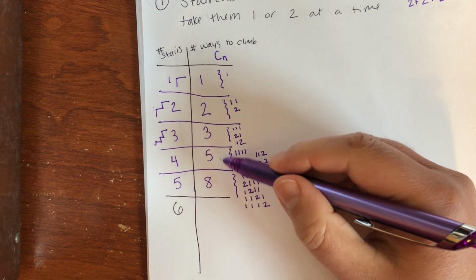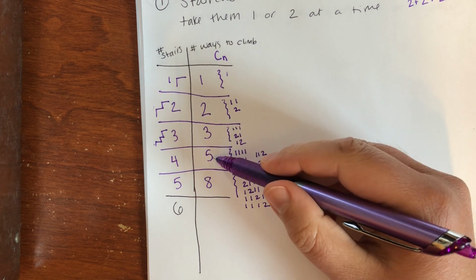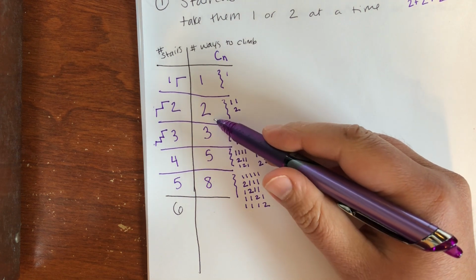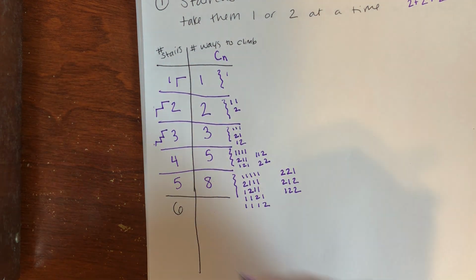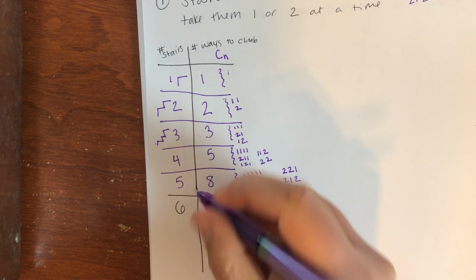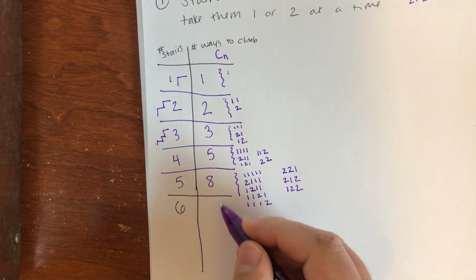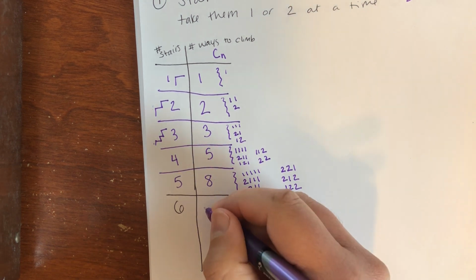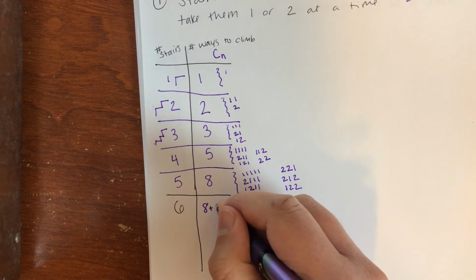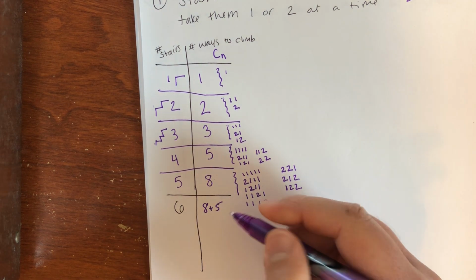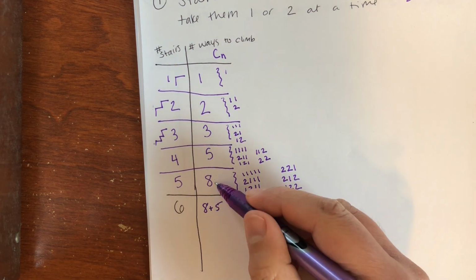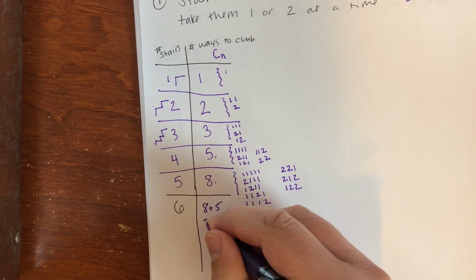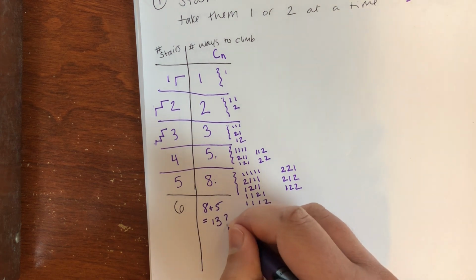Like 8 is equal to 5 plus 3. 5 is equal to 3 plus 2. 3 is equal to 2 plus 1. And this would suggest to us that C6, the number of ways of going up the 6-step staircase, would be equal to C5 plus C4. In other words, hopefully, if this is a Fibonacci sequence, then the number of ways is just going to be 8 plus 5, or 13.